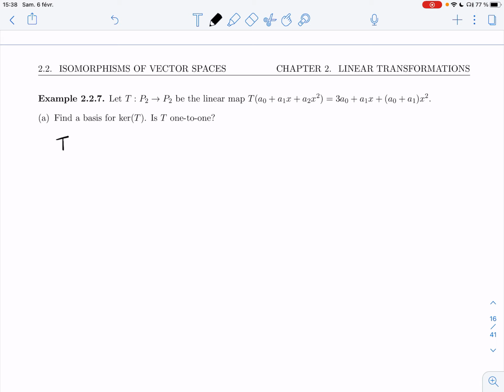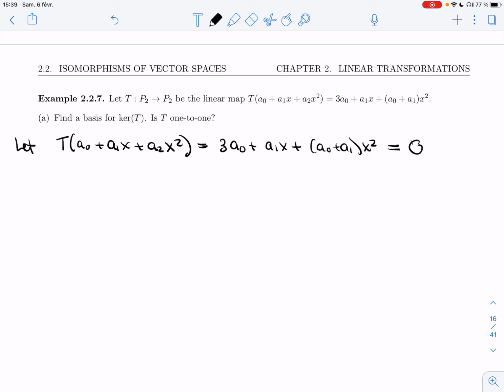So I'm going to assume that I have a polynomial that is sent to 0. So this is 3a0 plus a1x plus (a0 plus a1)x squared. I'm going to assume that it's 0, so that means all of the coefficients need to be 0. So 3a0 is 0, a1 is 0, and a0 plus a1 is 0.